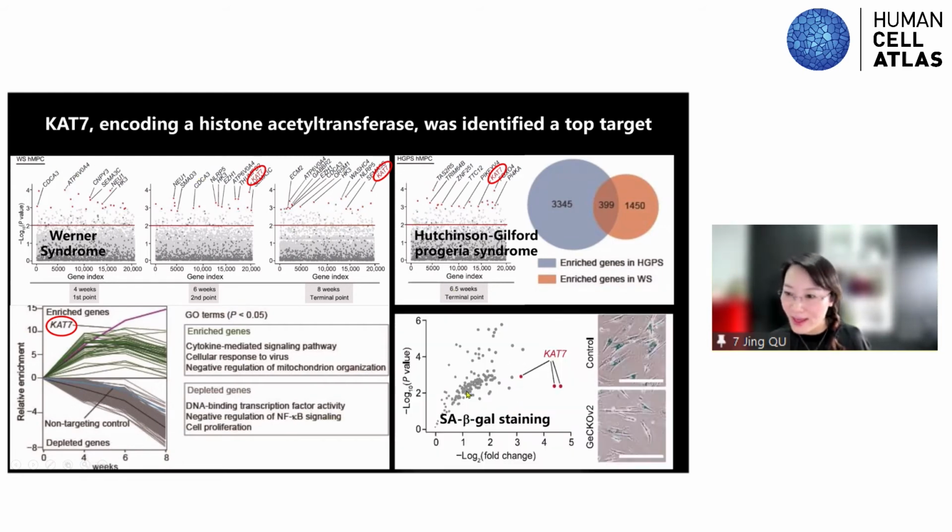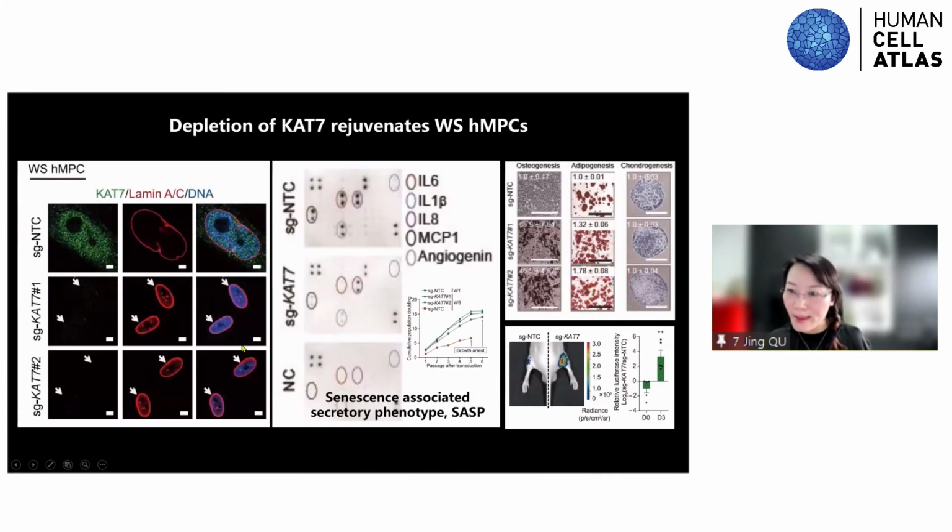And the further verification at the cellular level also proved the silencing of KAT7 can effectively delay cell senescence. It is also manifested by the decrease of SASP factors, the increased differentiation potential, and the increase of cell retention ability after transplantation.